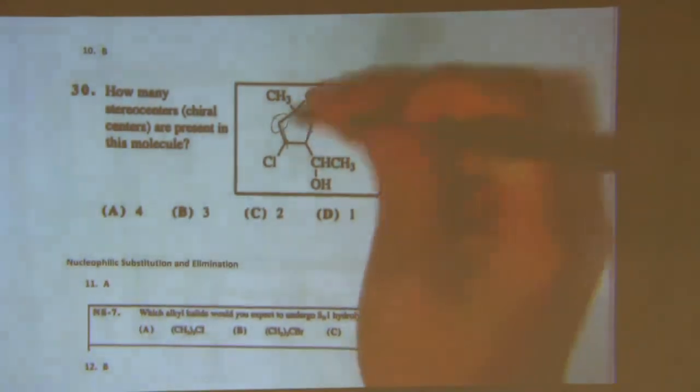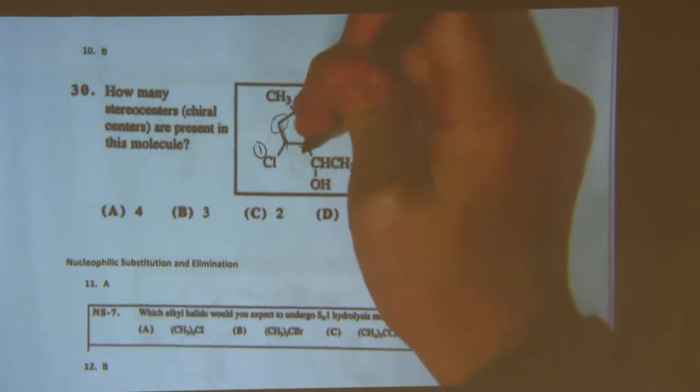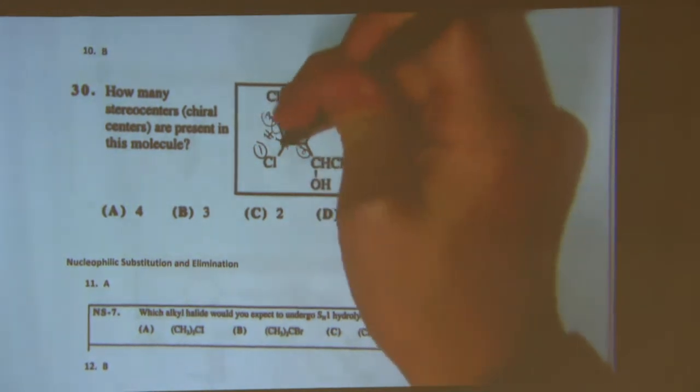Yeah, right? You have a chlorine. That would be your priority group number 1. Then you have this carbon over here with all these other carbons and an oxygen. That would probably be 2. This would be 3. And then you have a hydrogen here, right? So this is a chiral center.